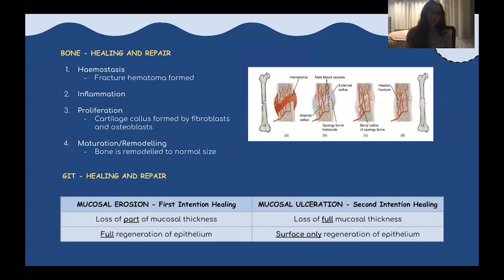And then in terms of the generation of epithelium, which happens in the proliferation stage, you get the full regeneration of epithelium in mucosal erosion, but only the surface epithelium will regenerate in a mucosal ulceration. That's pretty much all I had to cover for that one.